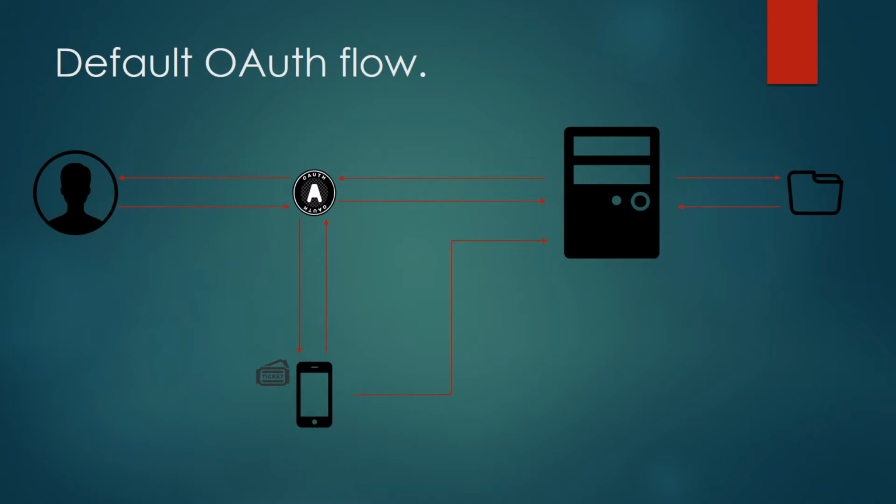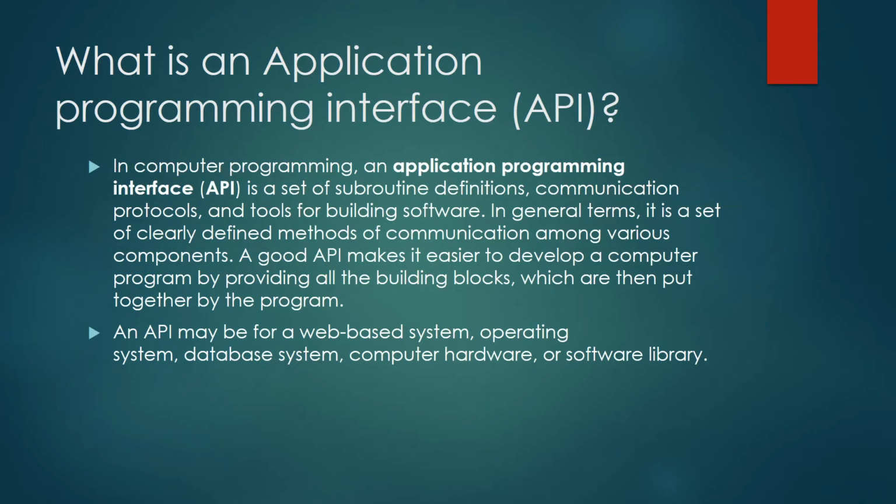OAuth works with an API, so you need to know what an API is. API stands for application programming interface, and this is a quick overview from Wikipedia. As you can see, in computer programming, an application programming interface (API) is a set of subroutine definitions, communication protocols and tools and so on. If you want to read the raw theory, you can go to Wikipedia and read the whole documentation about the API.